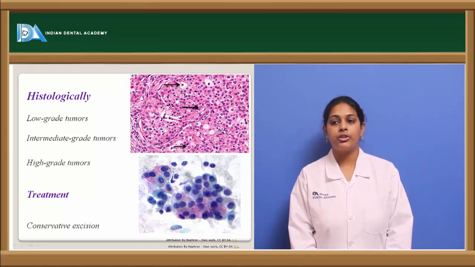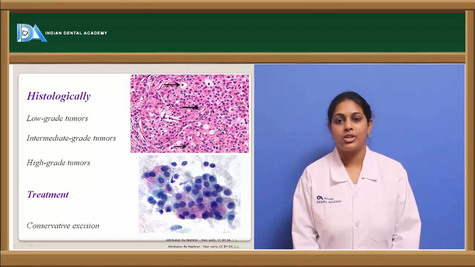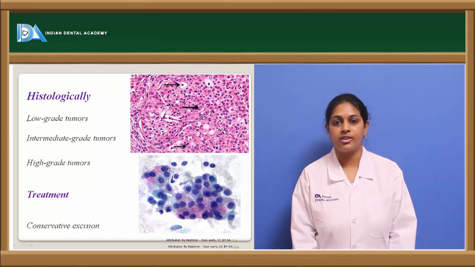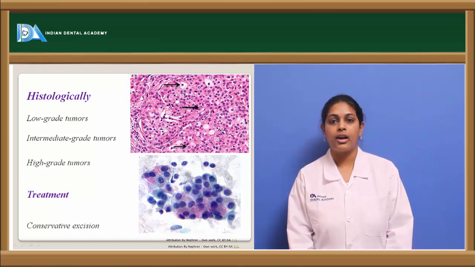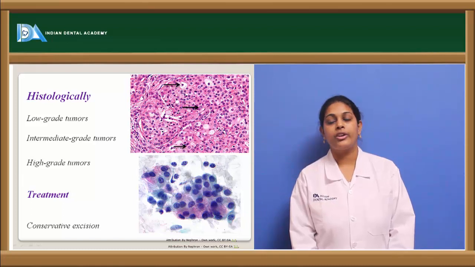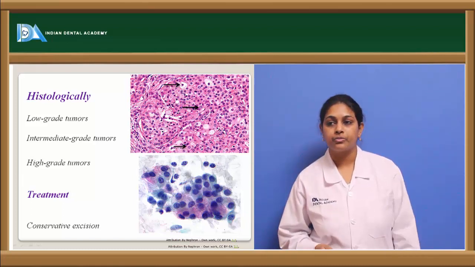The treatment usually includes conservative excision, that is, by preserving the adjacent structures. When the parotid gland is involved, we should see that the facial nerve is preserved properly.